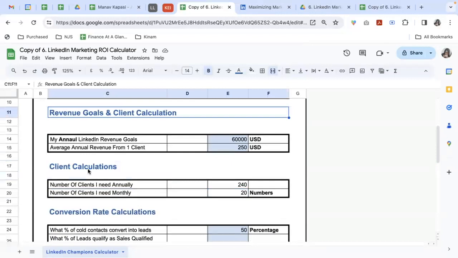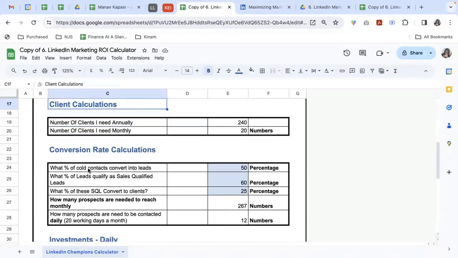Now comes the conversion rate part. Here you're going to enter three key percentages. Now, what are these percentages? The first one is what percent of the cold contact outreach that we do actually converts into leads. So cold contact to lead, I have written 50%. You can say it's 40% in your case, so just change this number. If it is very good at 60, you can say the same as well. For this example, let's say it's 40%.